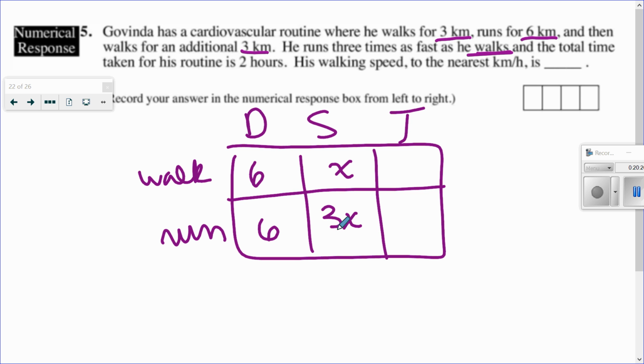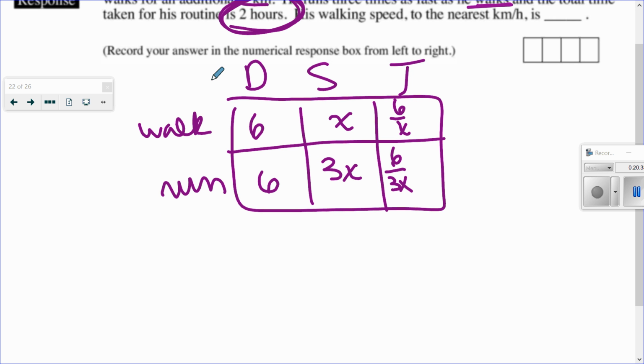So I've done the fill. Now I do the calculate. So time is distance divided by speed. And we are told he has a total routine of 2 hours. So that means that my walking time plus my running time is equal to 2 hours.